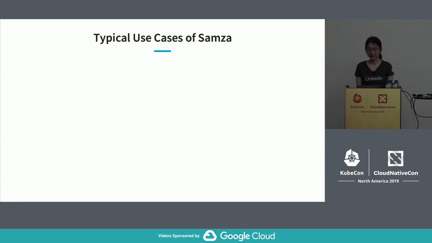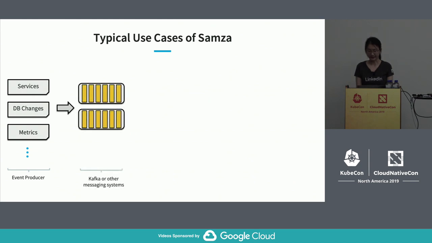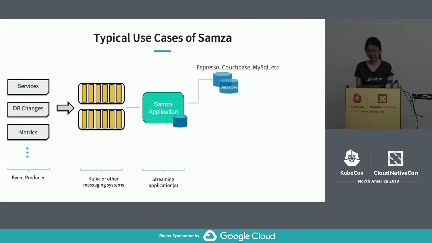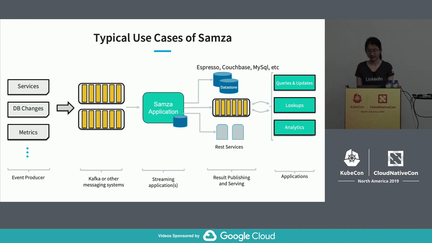What is a typical Samza use case? Let's look at this picture. An event producer could be a service, database changes, or metrics. The event producer writes the events into a messaging system like Kafka or Azure Event Hub, from where a Samza job reads input events to do the computation. After that, Samza writes job results into output systems, which could be a database, REST service, or messaging systems. Then the downstream applications can consume the job results to do their own analysis, and so on.